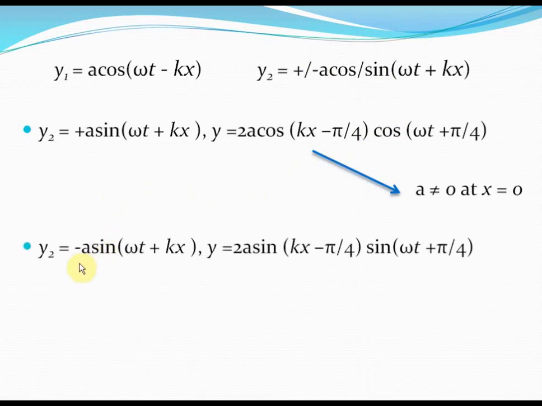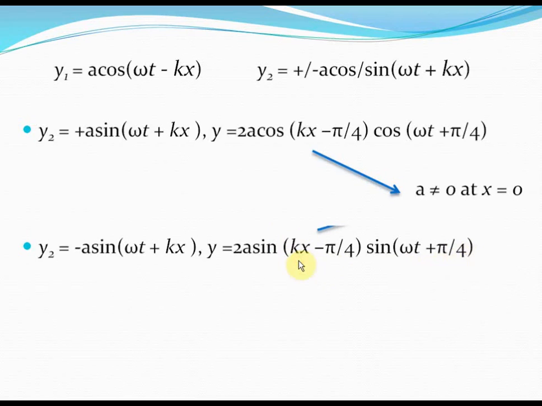In that case, the equation of the other superimposed wave will be minus a sine omega t plus kx. So when we add y1 and y2 and simplify, the final wave we get is y equal to 2a sine kx minus pi by 4 sine omega t plus pi by 4. If you look at this carefully, you will see that this is again the varying amplitude of the stationary wave, 2a sine kx minus pi by 4, and into sine omega t plus pi by 4, which is the equation of the actual wave. Again, this is of the form capital A sine omega t plus phi.